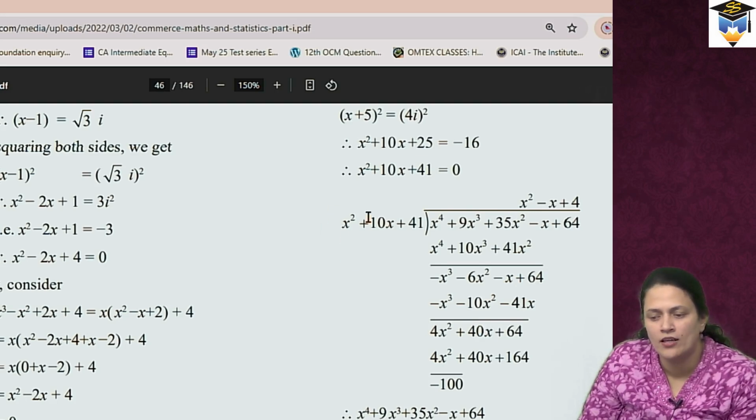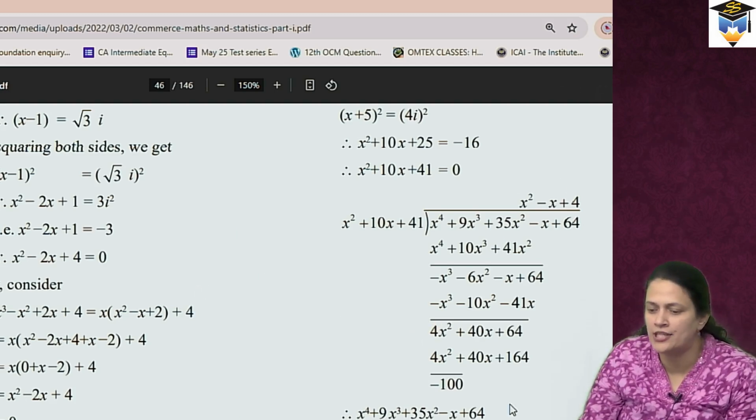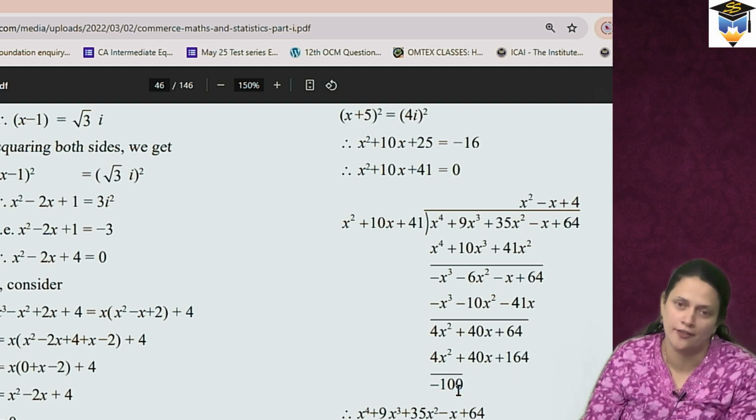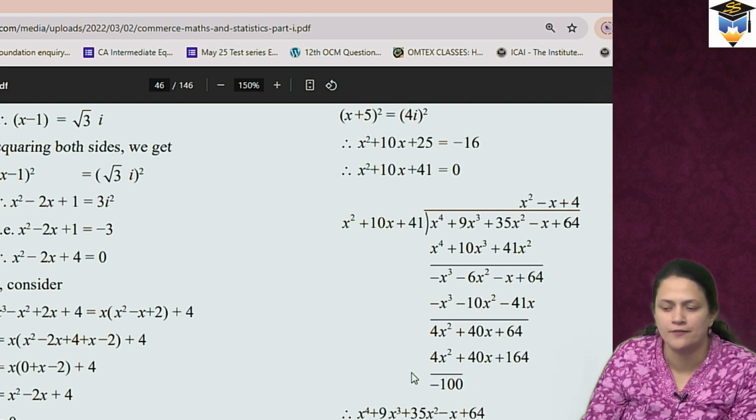Now again, which number will you multiply x square by to get 4x square? 4. So plus 4, and multiply each and every term. So now this will get cut, this will get cut, and 64 minus 164 gives us the answer as minus 100, which is nothing but our remainder. So this is the divisor, this part is the quotient, and this is the remainder.